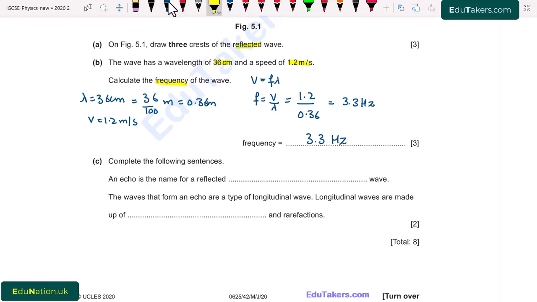Part C. Complete the following sentences. An echo is the name for a reflected dash wave. So, the echo is the name for a reflected sound wave. The waves that form an echo are a type of longitudinal wave. So we know that longitudinal waves are the waves in which the particle vibration motion is parallel to the direction of travel of the wave. The longitudinal wave is made up of dash and rarefactions. So the longitudinal wave is made up of compressions and rarefactions.